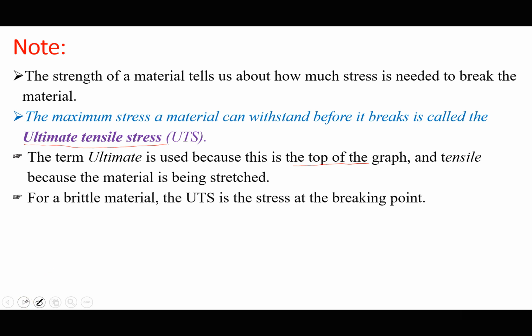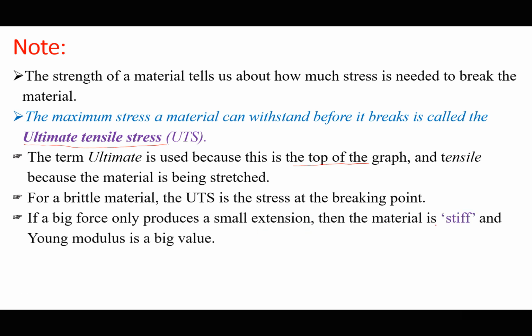For a brittle material, that is a material which breaks without giving warning, the ultimate tensile stress is exactly at the breaking point, because the material stretches up to the breaking point. If a big force only produces a small extension, the material is stiff. And then the Young modulus is going to be a big value because E is equal to F times original length over A times e. If the force is big and the extension is small, the Young modulus is big.